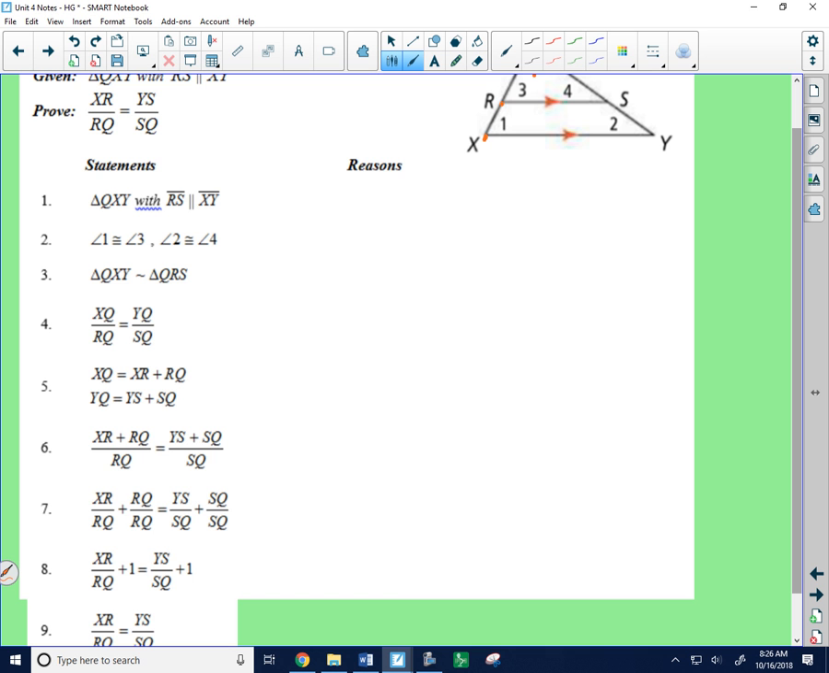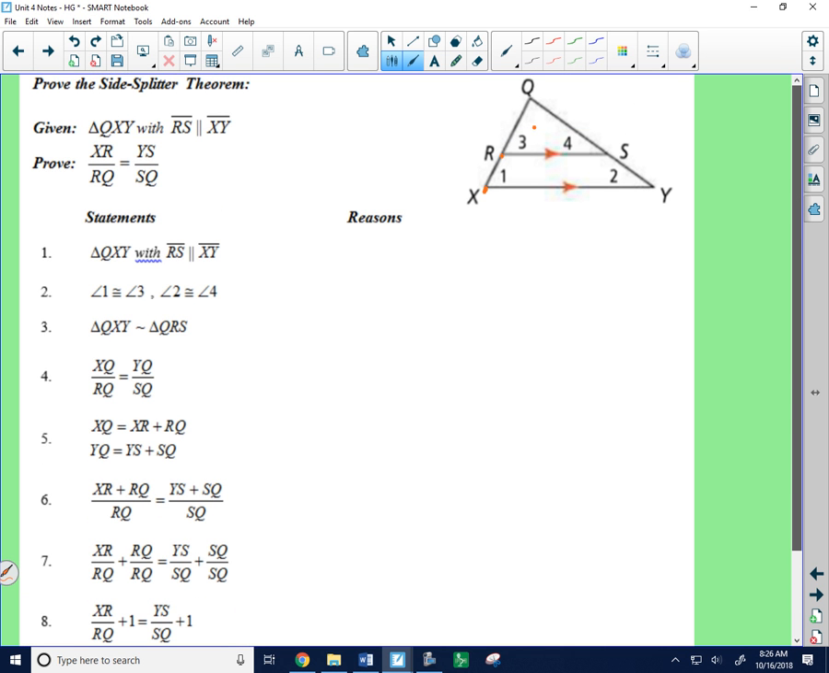All right. So first goal is to show the triangles are similar, the small and the big one. And what we're provided is the triangle and one parallel line. So let's show the triangles are similar. First is given, of course.